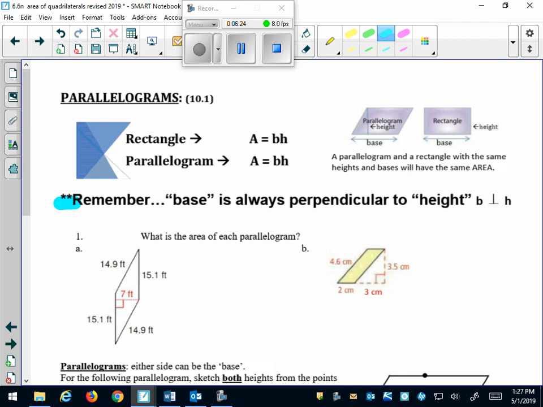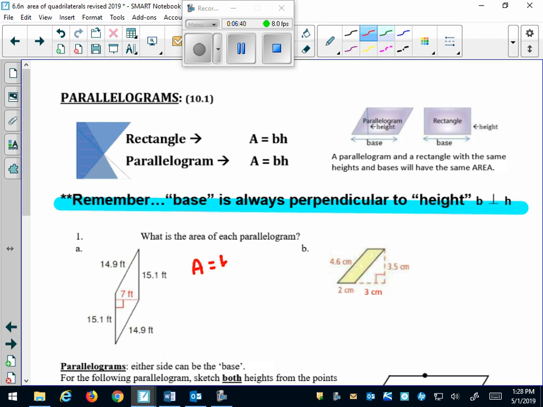Again, base is always perpendicular to the height. Okay, it's important to remember that. So when you look at number 1, 1A, in this diagram, I'd like you to try to find the area using base times height, keeping in mind that the base is always the length of one of the sides. The base is always the length of one of the sides, and the height is always perpendicular to that base. So try to find the area in number 1A, please.